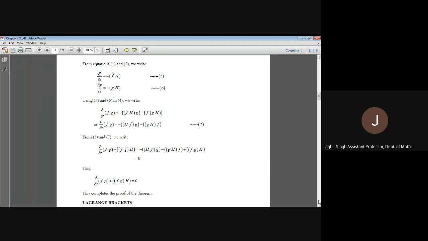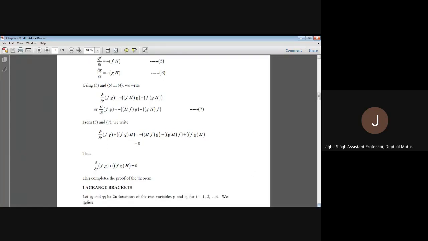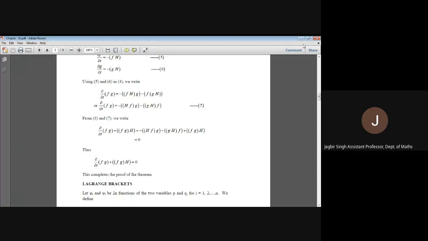Okay, leaving it here today. Tomorrow we will discuss the Lagrange brackets. Always try to solve all the problems stated in the 3 pages that we have discussed.